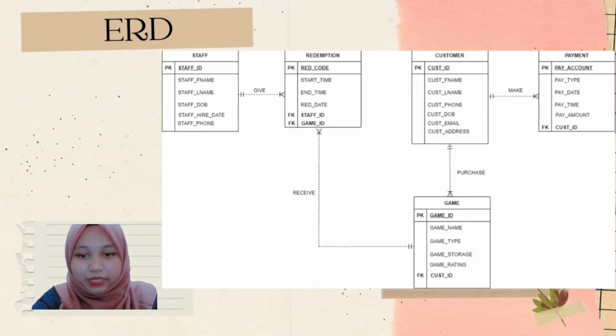Next, in the customer table, the primary key is customer ID. Then, in the payment table, the primary key is payment account and the foreign key is customer ID. The last entity is game. The primary key is game ID and the foreign key is customer ID. Based on the ERD, obviously this is a weak relationship because all the entities do not contain the PK component of the parent entity. The ERD also has strong entities.